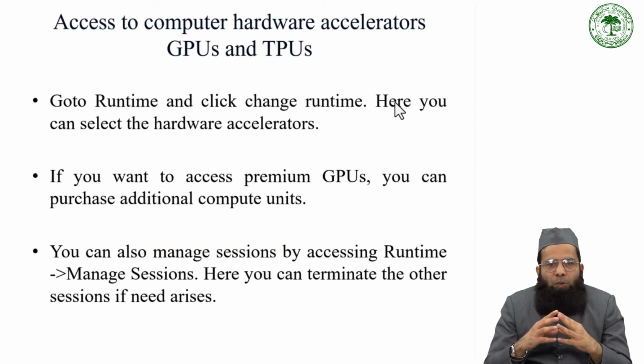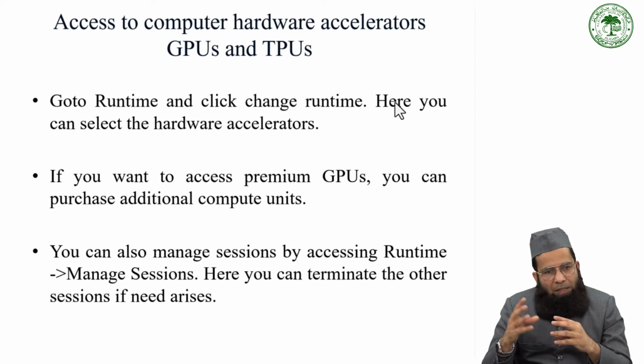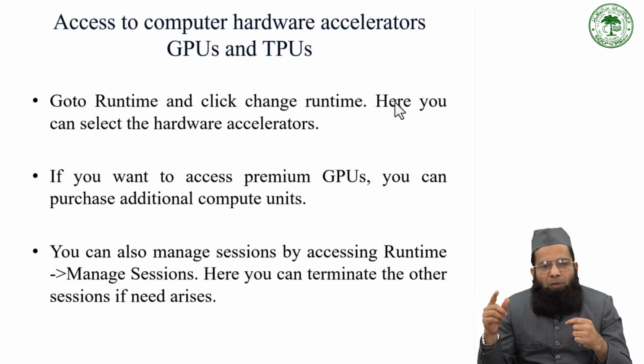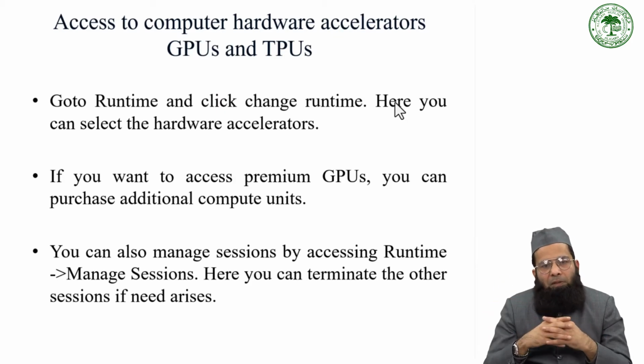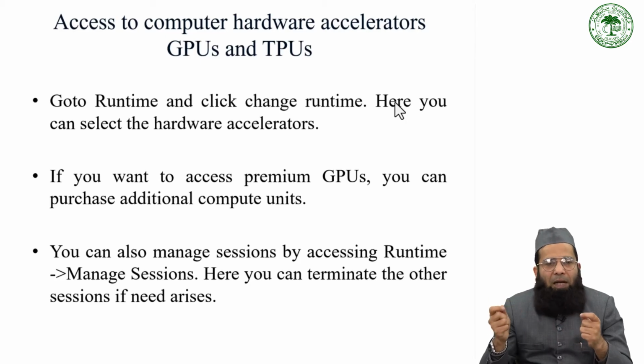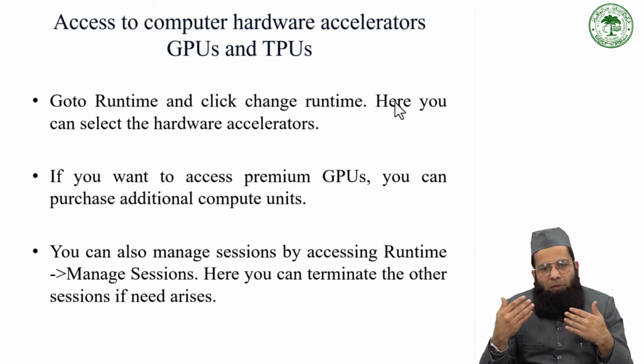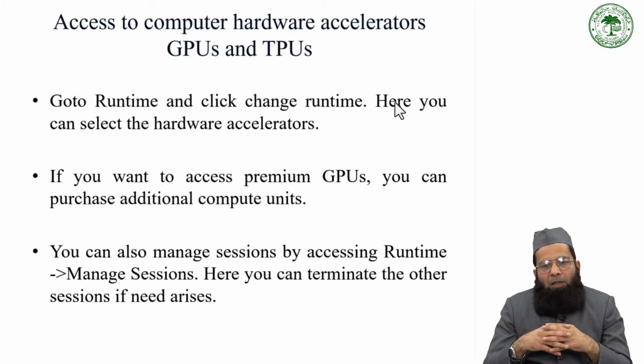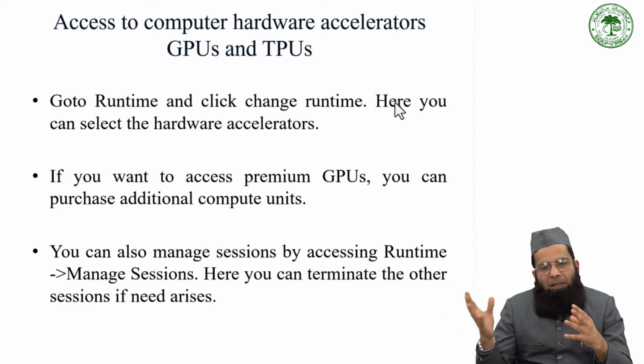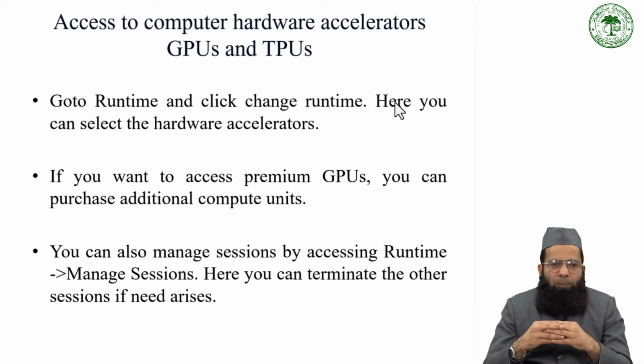How can we get access to computer hardware accelerators, that is GPUs and TPUs? There is an option: go to runtime and click change runtime type. You will see that option at the top right. Here you can select the hardware accelerators. If you want to access premium GPUs, obviously you need to purchase that option according to the pricing of Google.